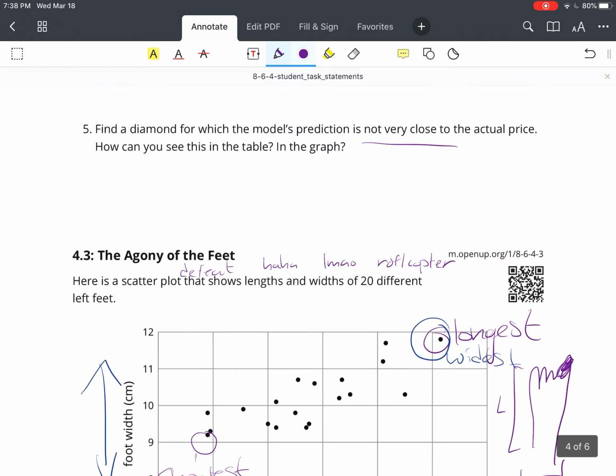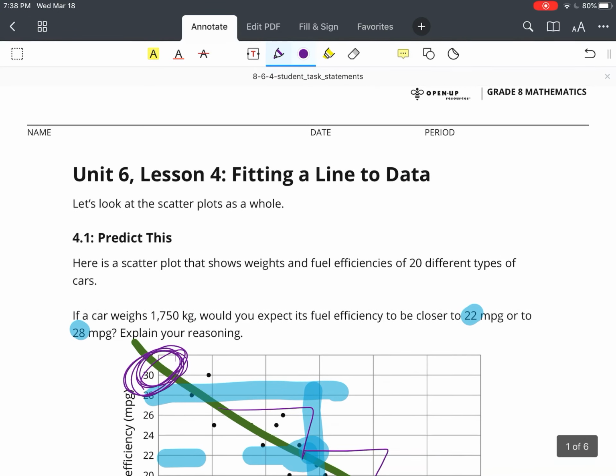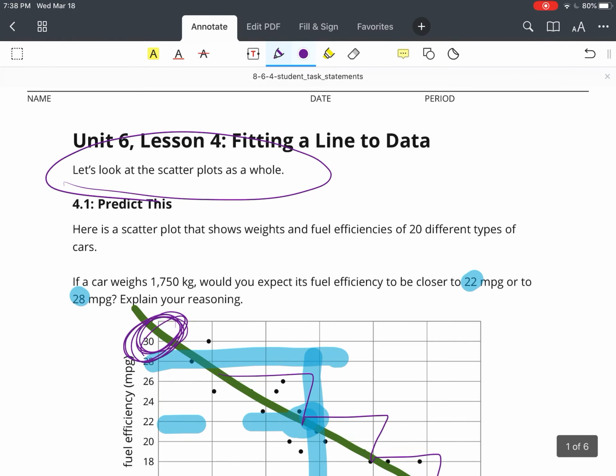Anywho, I hope you enjoyed today's lesson. Remember, we're looking at scatter plots and we learned a new word, outliers, okay? So go ahead and be an outlier today or tonight.